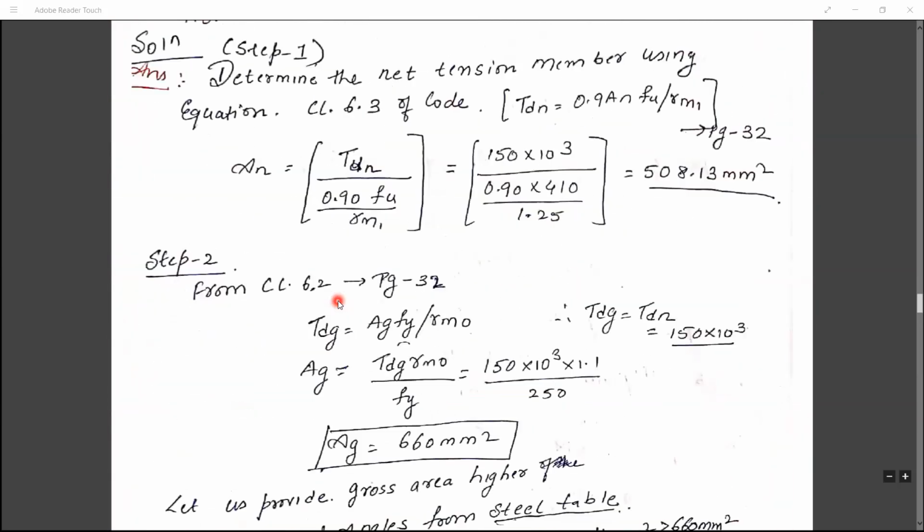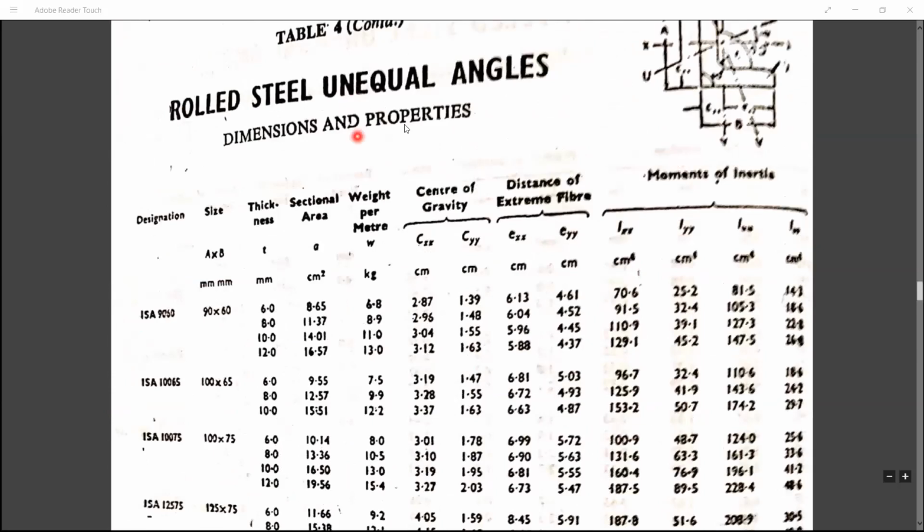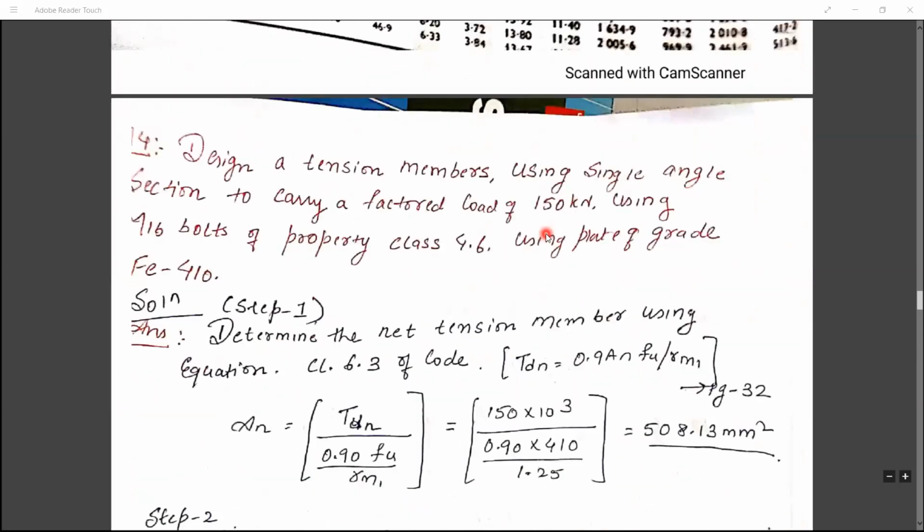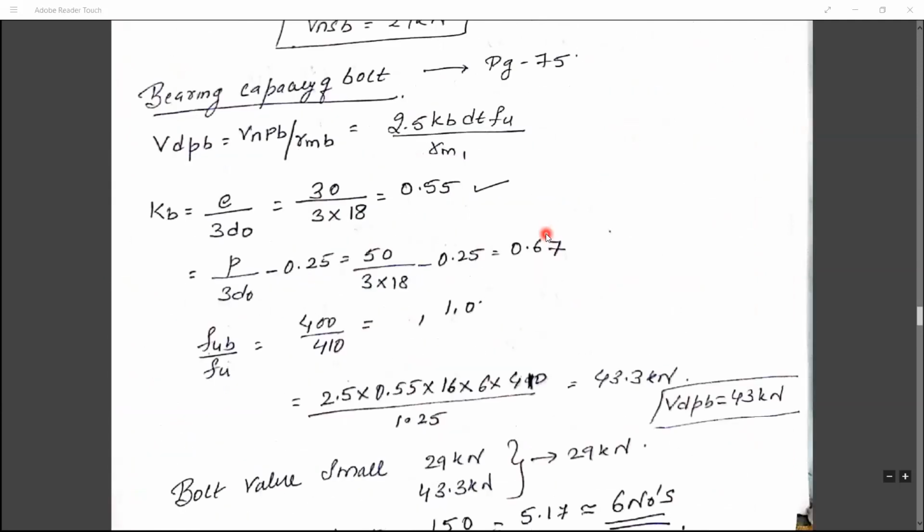See, this you need to go in this code book page. Just I will show you here, this rolled steel unequal angles. When you go to this rolled steel unequal angles with dimension properties, you will find this. You will find the area and cross sectional area in this.